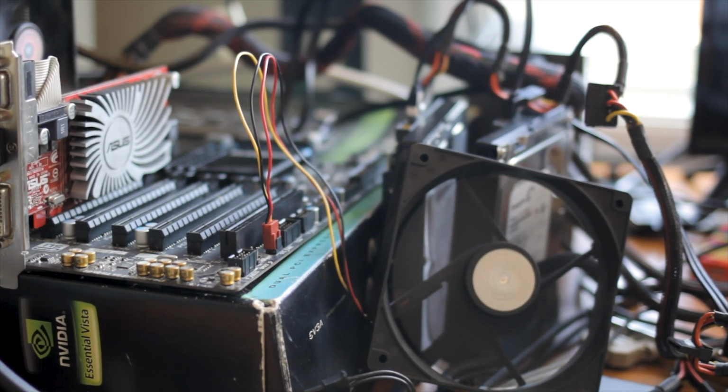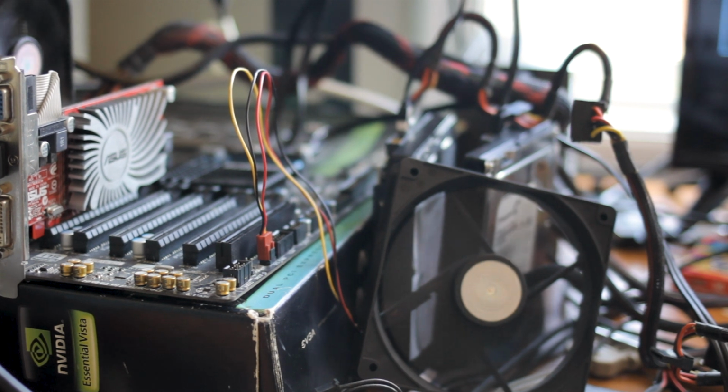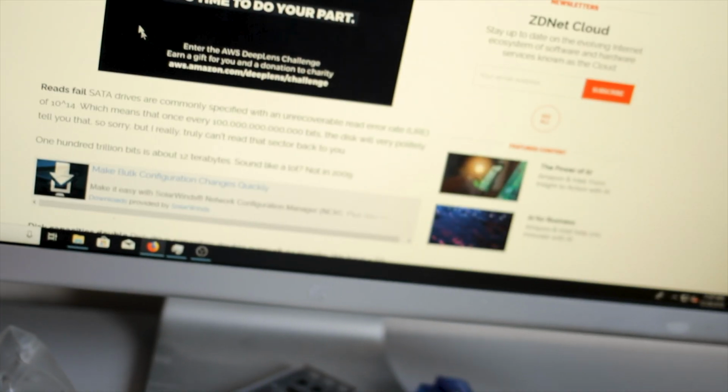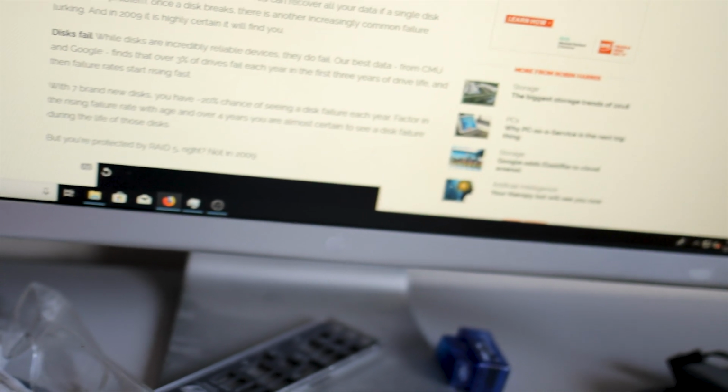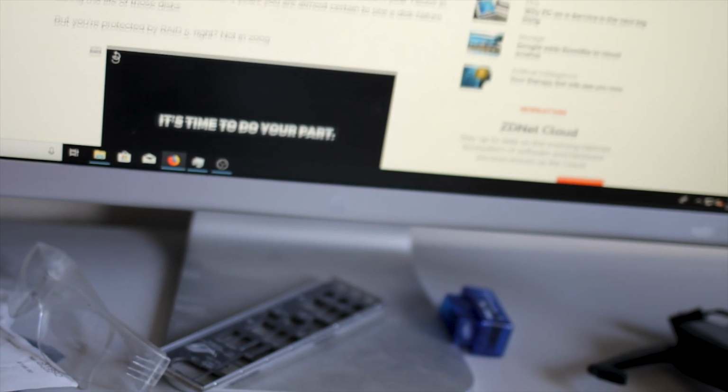RAID has kind of been thought of as a savior in terms of disk failure. It has parity and mirroring, so if a disk fails, you get all your data back. Or, well, it should. So, about 10 years ago now, an article came out that said RAID 5 stopped working in 2009. And this headline kind of bounced around, and it's still bouncing around with newer data and other articles.